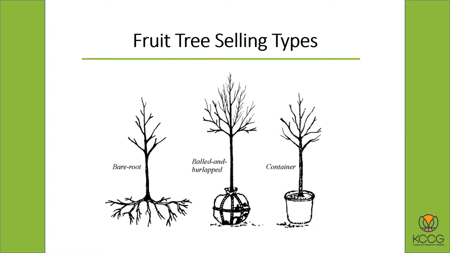Other styles are the balled and burlap, which you rarely see anymore. You see that more in shade trees. And then there are container grown trees, and container grown trees are how probably most of you have planted trees in the past.